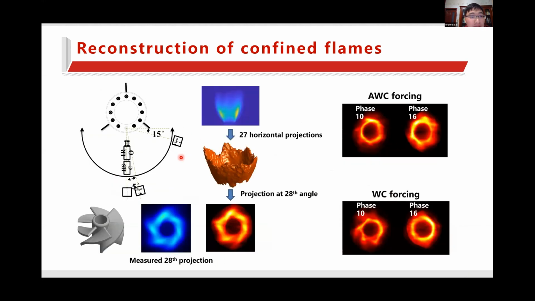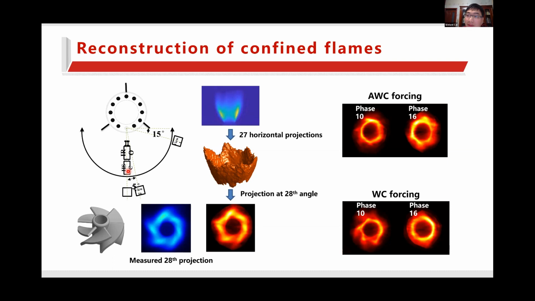What we did is we used cameras to measure at 27 different angles, and we get 27 projections along the horizontal plane. Then we do the phase average, the reconstruction. So the problem is, because we don't know the real structure of the flame, how do you validate whether your method is correct or not?